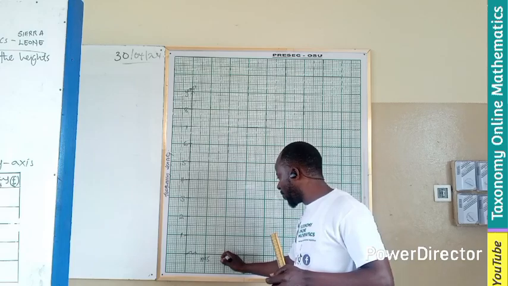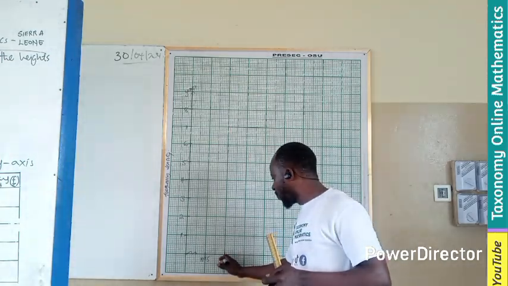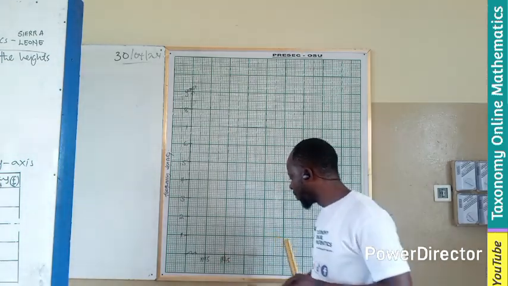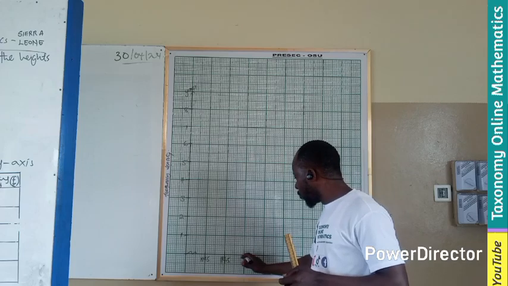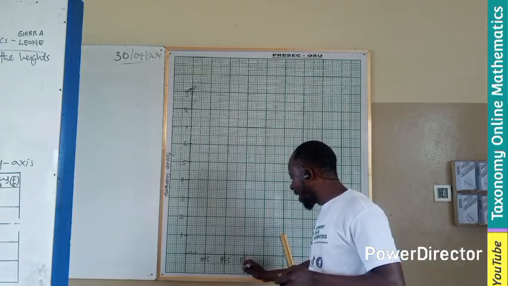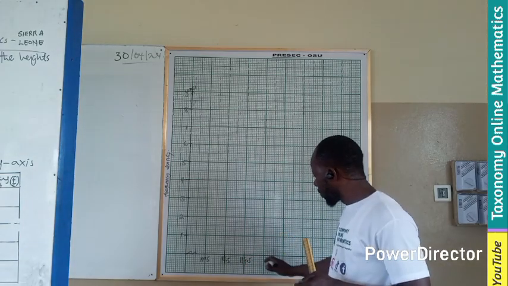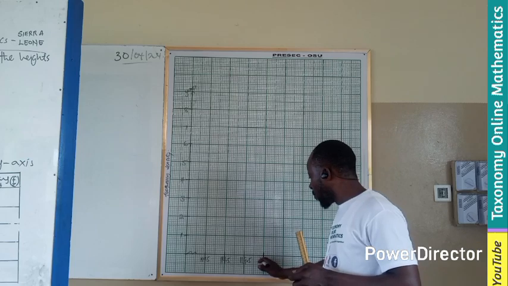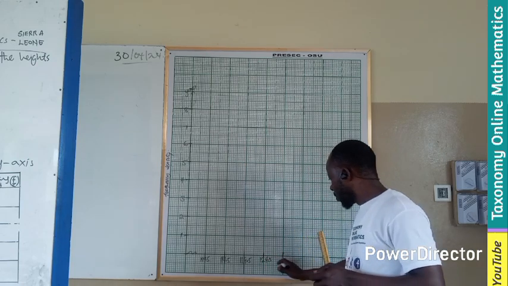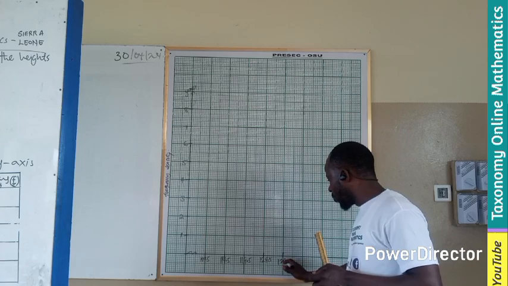5 plus this will give you 114.5. If you add 5, you still have 119.5. If you add 5, 124.5, 129.5.